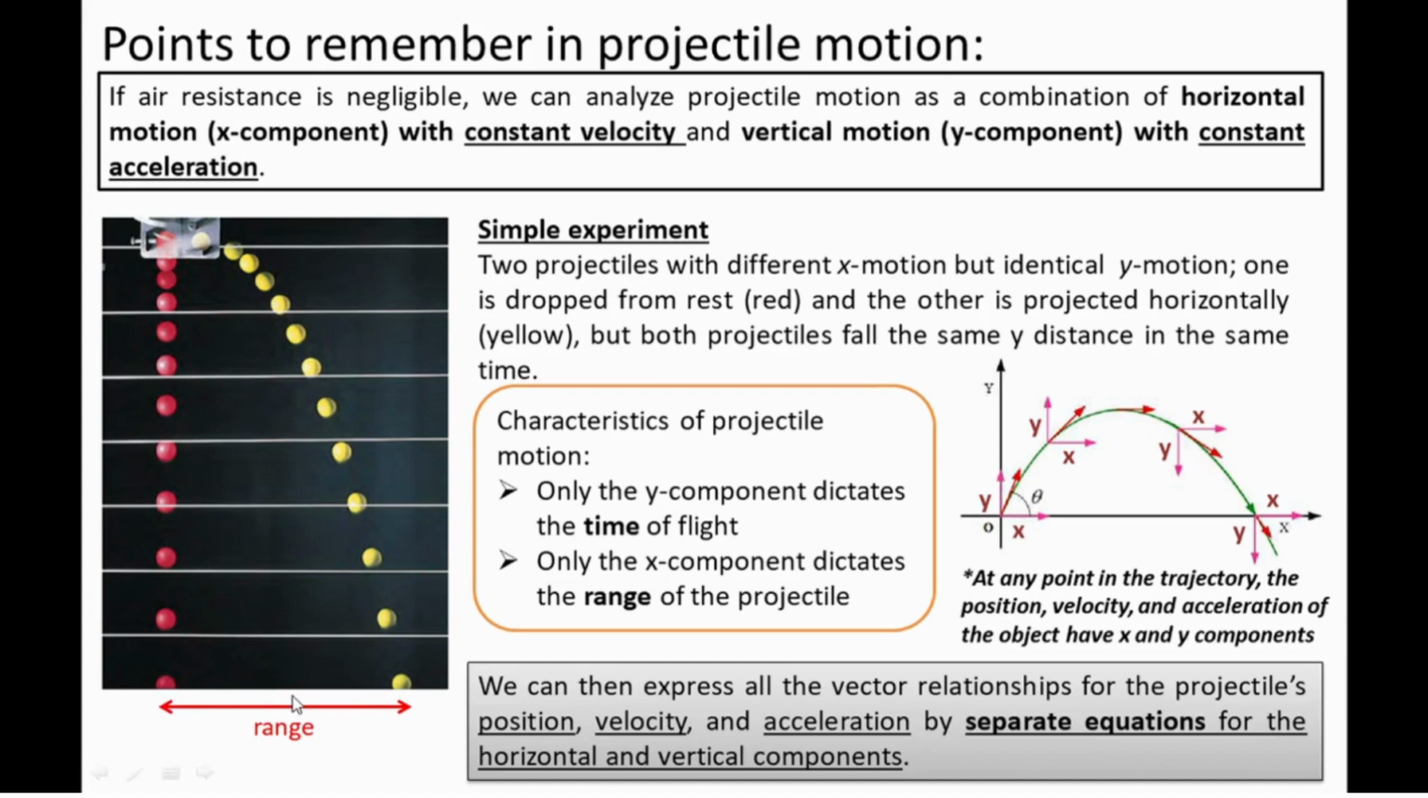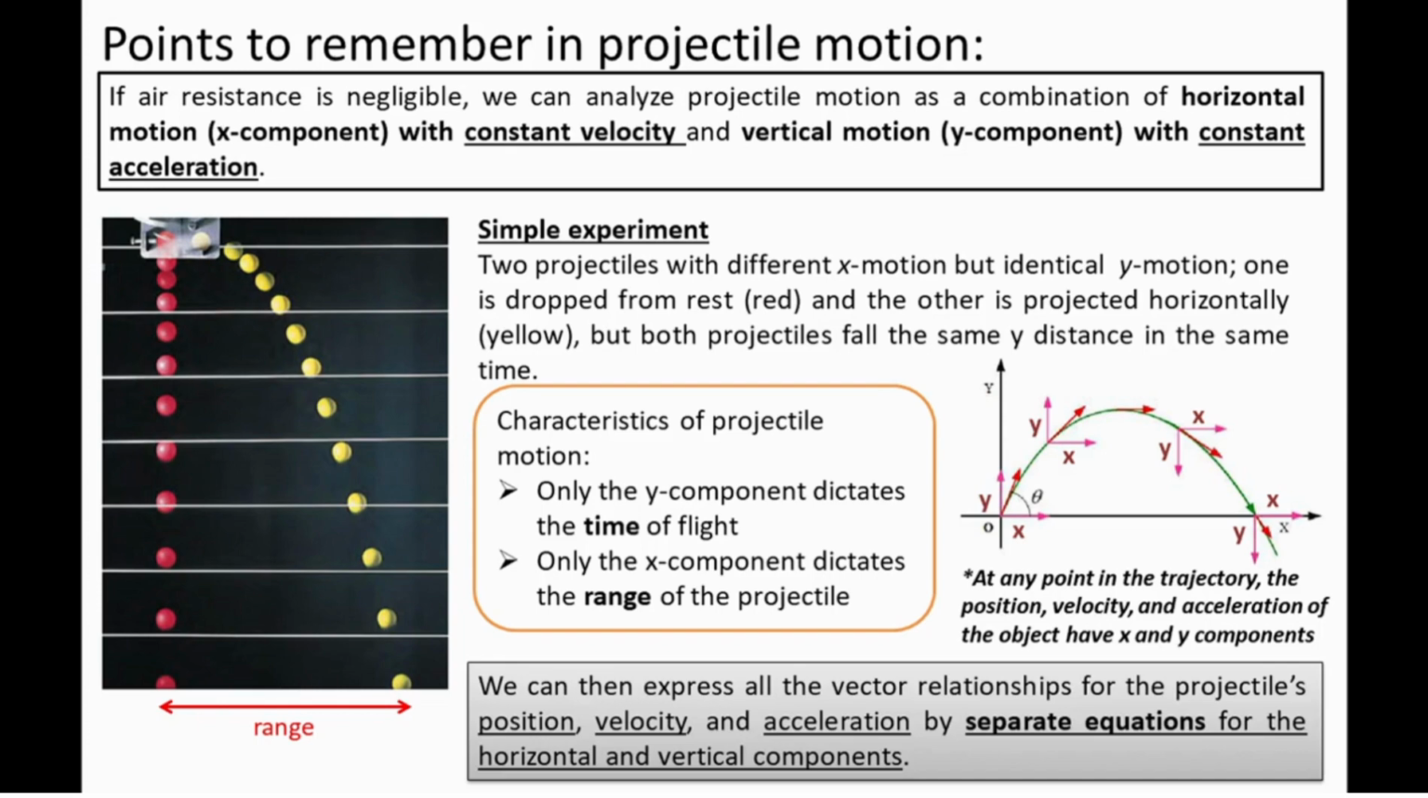Therefore, there are important characteristics of projectile motion that we have to remember. First, only the y component of the motion dictates the time of flight. And second, only the x component of the motion dictates the range of the projectile. Because of this, we can express all the vector relationships for projectile positions, velocity, and acceleration by separate equations for the horizontal and the vertical components.